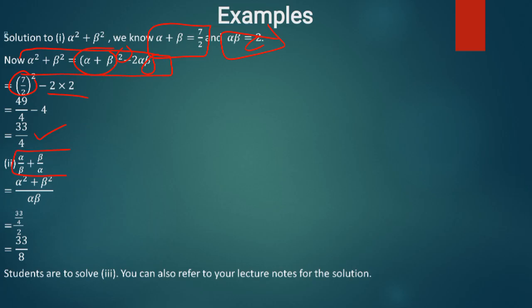The next thing we needed to find was this: alpha over beta plus beta over alpha. Simply find the LCM of this. What's going to be the LCM? Definitely going to be alpha beta, right? Just multiply the two denominators. So alpha beta goes into the first term how many times? It will go beta times. So we have beta times alpha, right?